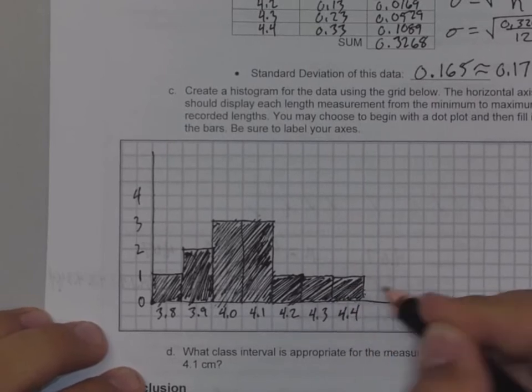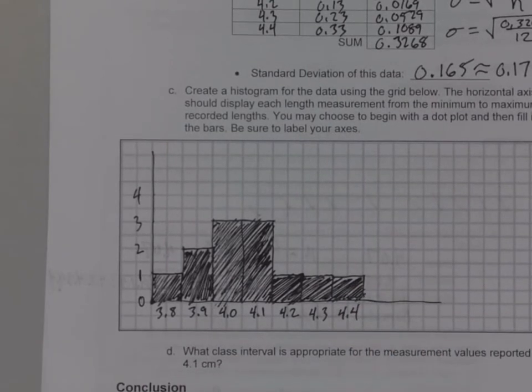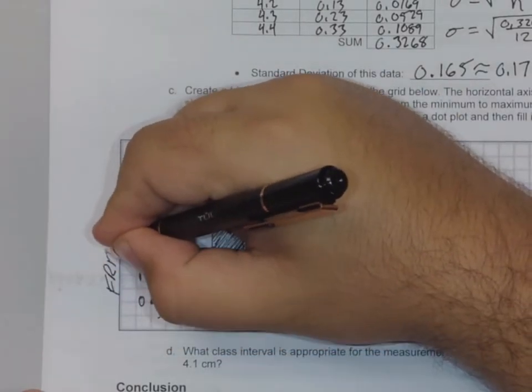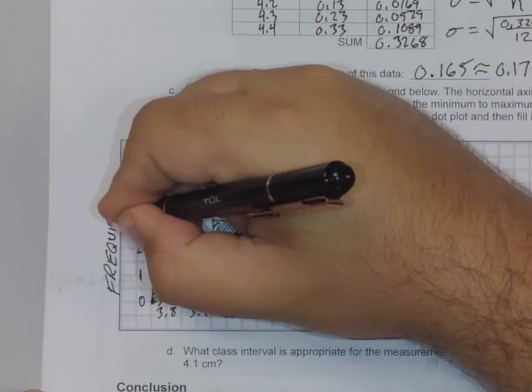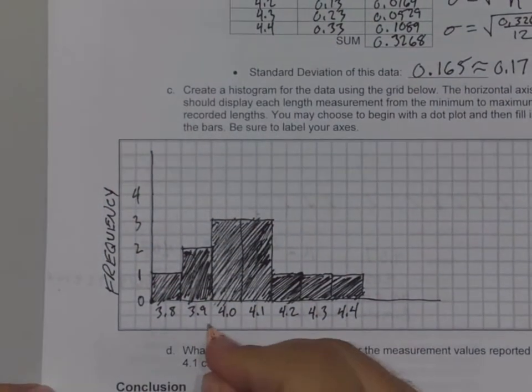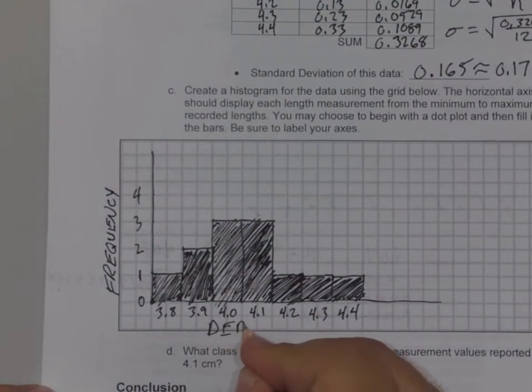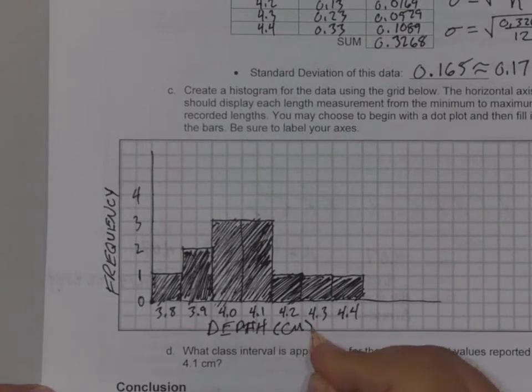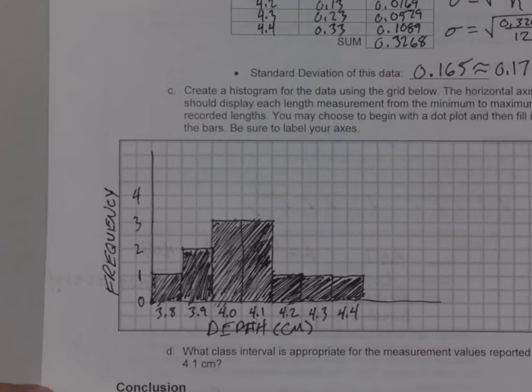So we're just representing the data with a graph. And so what we might want to put over here is, this is the frequency, and this one here we'll record as being the depth in centimeters. And that's going to show us our histogram.